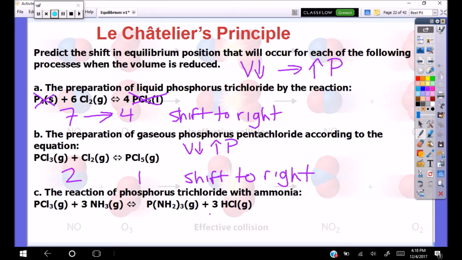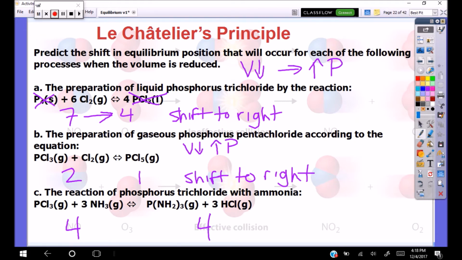All right, the reaction of phosphorus trichloride with ammonia. What will happen in this scenario if we decrease the volume? This one's tricky. You gotta look at the total moles. We got 4 total moles on this side, 4 total moles on this side.